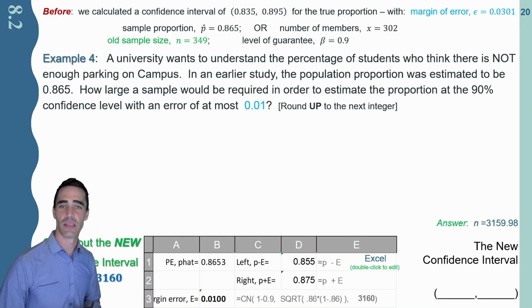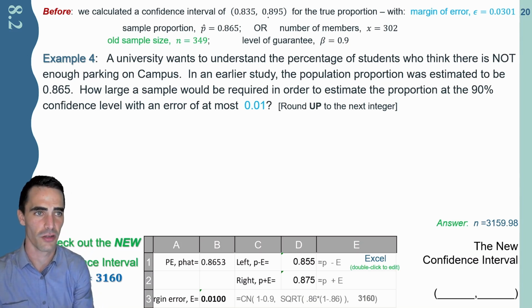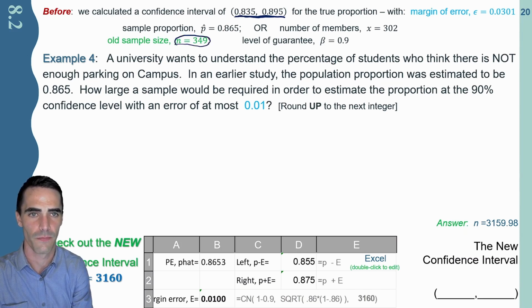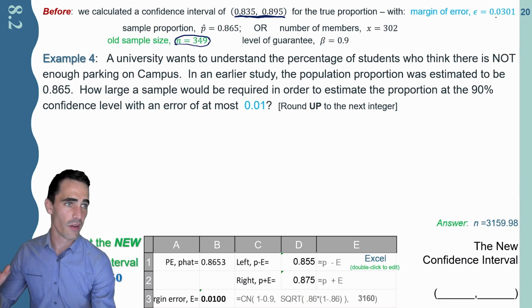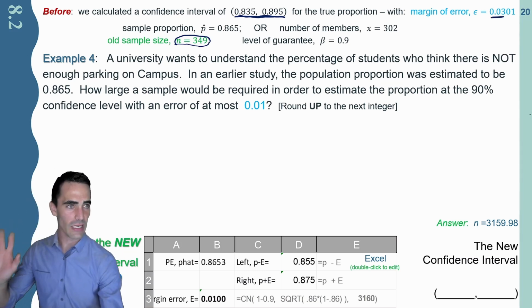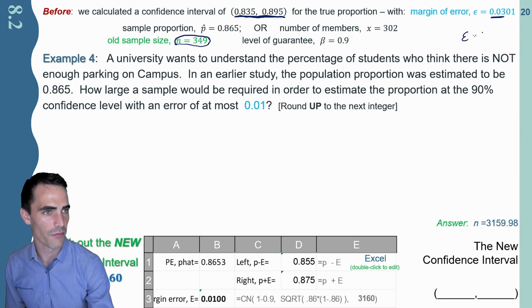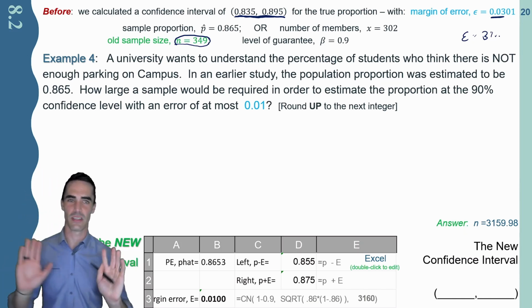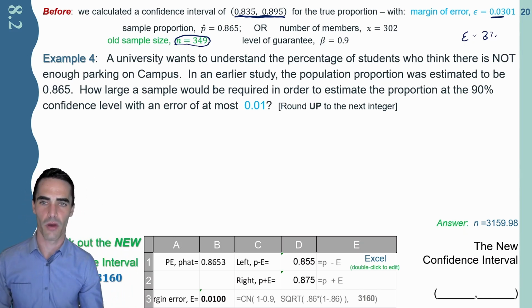Speaking of an interval that gave us something we didn't want, if we remember that example we talked about earlier with who supports that we don't have enough parking, this is our confidence interval. And this was our old sample size, 349. Well, again, I got a margin of error that I didn't like. It was 3%. We couldn't do anything with my margin of error of 3%. It gave us too wide of a confidence interval. I couldn't make an inference that I wanted to.